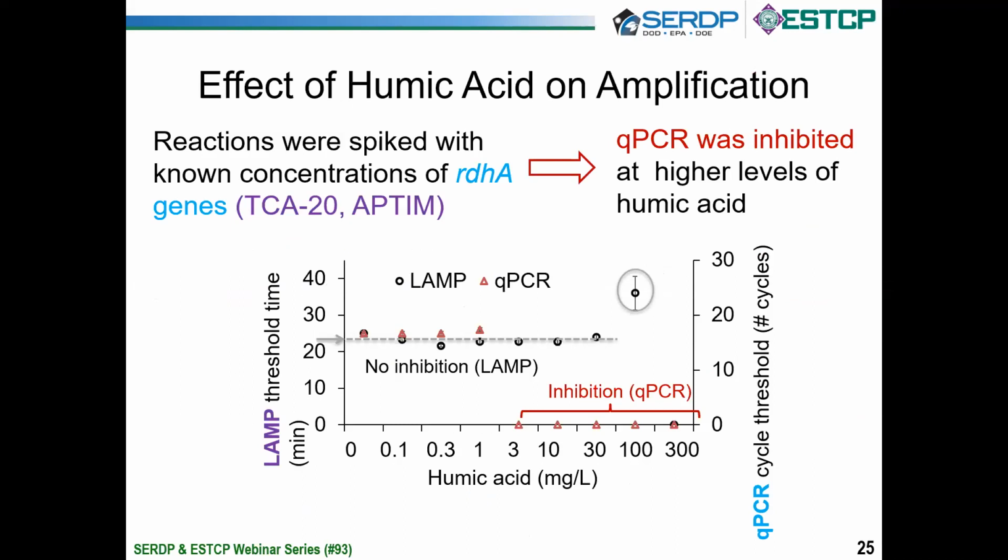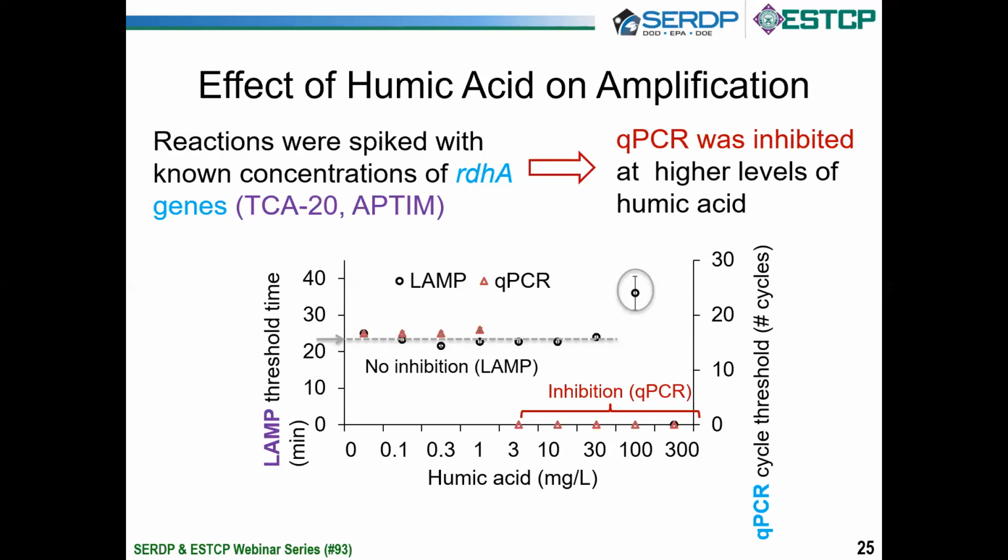The results from our experiments examining the impact of humic acid concentration on qPCR and LAMP are shown on this slide. Here, each reaction was spiked with a fixed amount of RDHA obtained from the mixed culture TCA20 from Aptim. On the graph, humic acid concentration is on the x-axis, ranging from 0 to 300 milligram per liter. The left y-axis indicates the time required to achieve a signal above background, or threshold time, for LAMP. The right y-axis indicates the number of qPCR cycles to reach a signal above background. The black circles represent the results from LAMP, and the red triangles represent those from qPCR.